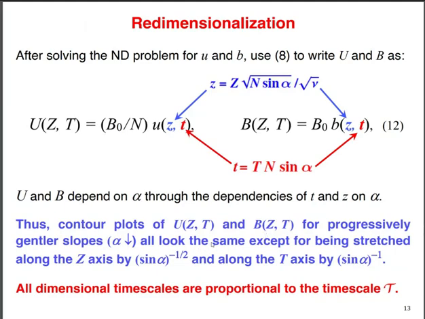So the other part of it is that because little u and little b are basically universal, you get universal curves from these. The only time scales that you have to worry about are the ones that, well, they're all proportional to the time scale, 1 over n sine alpha. All of the time scales are. So you could think of a time scale as being a constant times 1 over n sine alpha, but you don't know what the constant is.